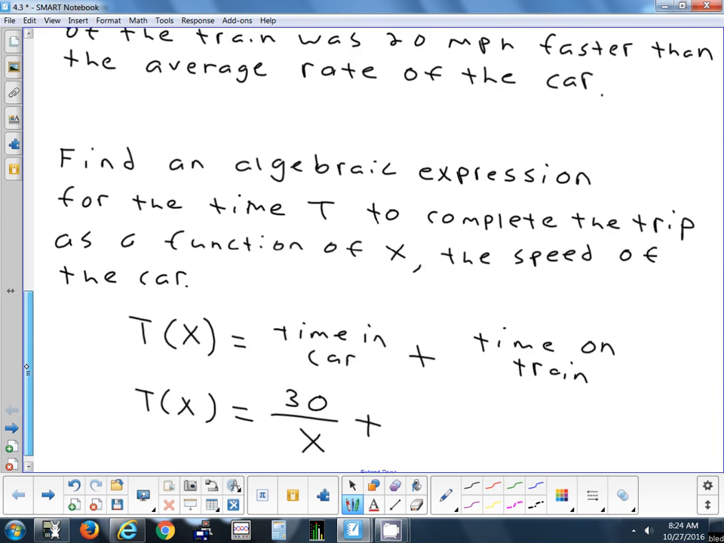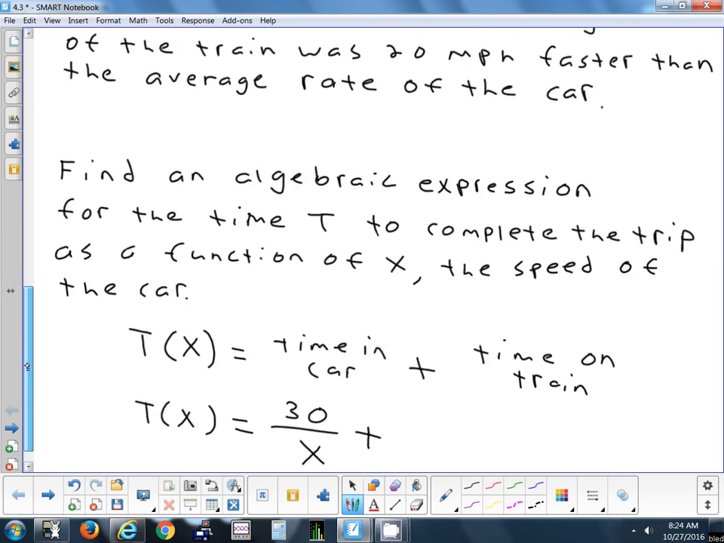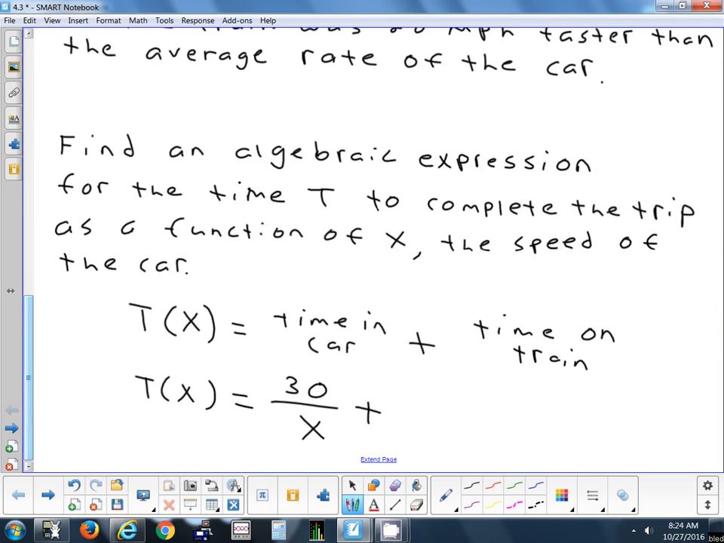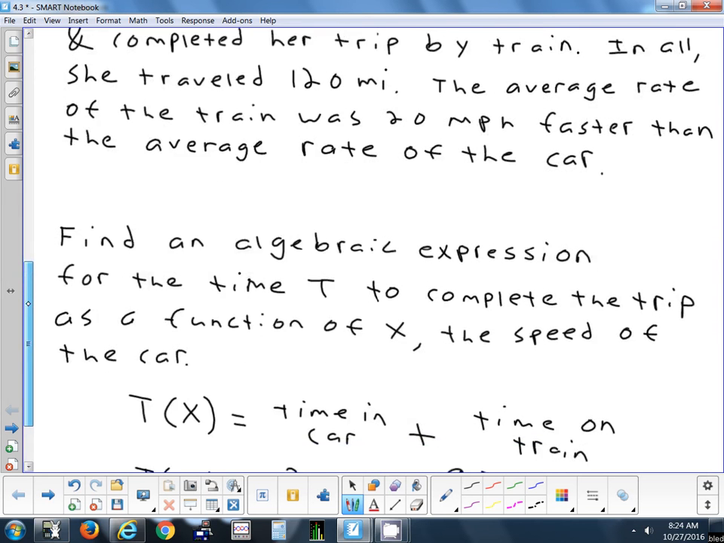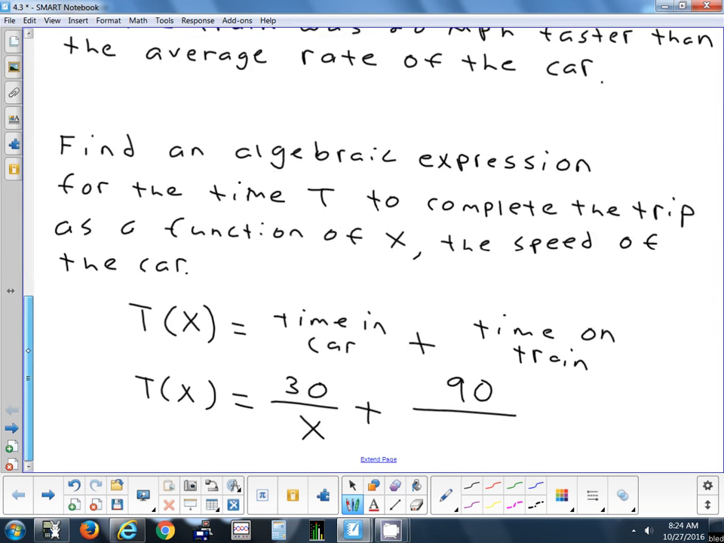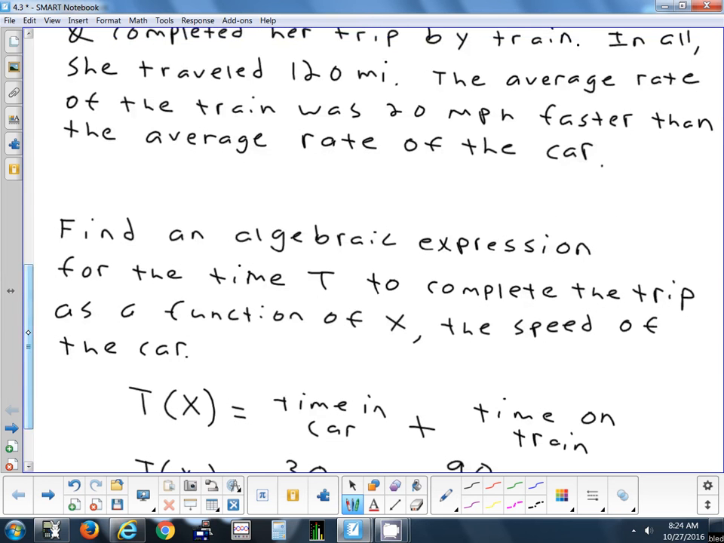So we've got distance in the car divided by speed of the car. Do we know the distance that she's on the train for? Trevor, what's the distance on the train? 90. How did you figure that out? Total minus the distance of the car. Yeah, she's traveling a total of 120 miles and she's doing 30 by car, so the 90 is the remainder, which is on the train. And now, do we have a formula or an expression for the speed on the train? x plus 20.